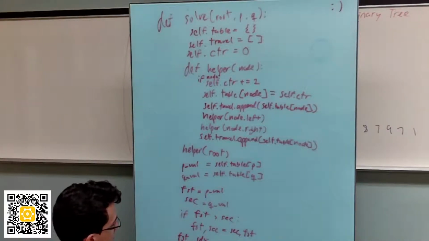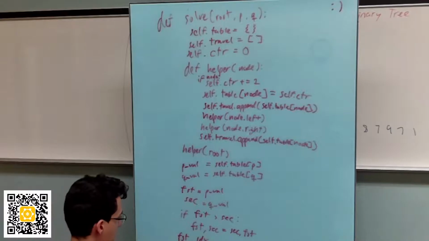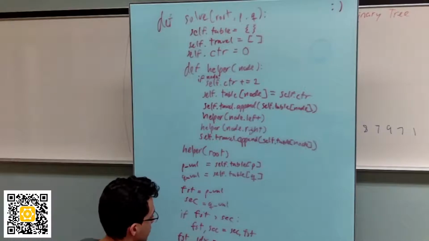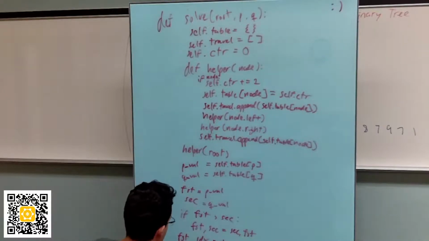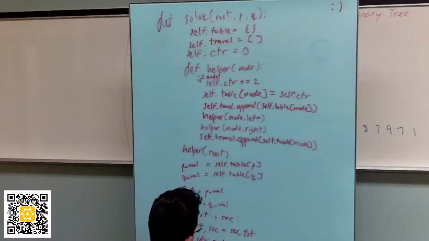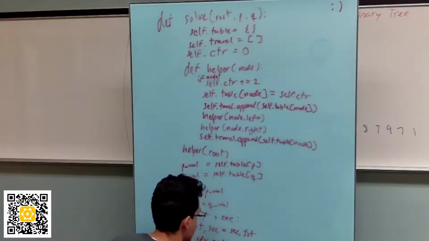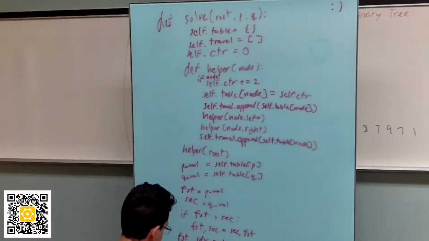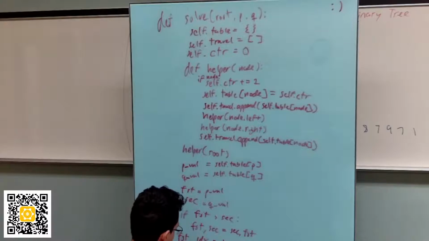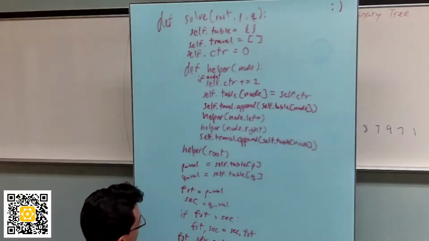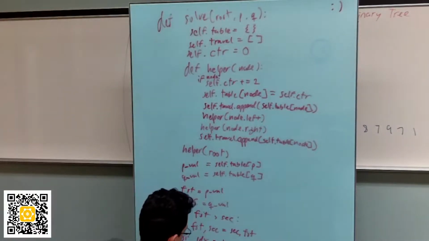Actually, we'll just do that. So first index equals -1. For, I guess, n in self.travel, if n equals, I guess it's going to have to be first.